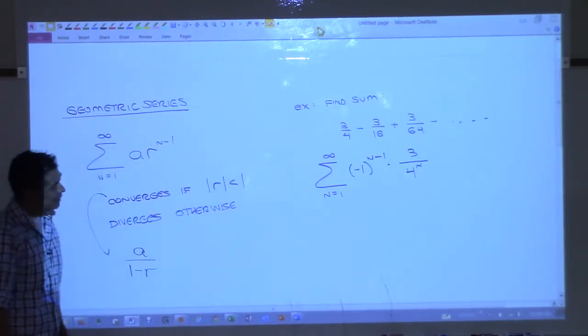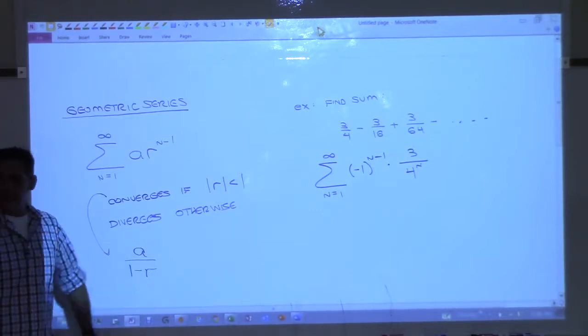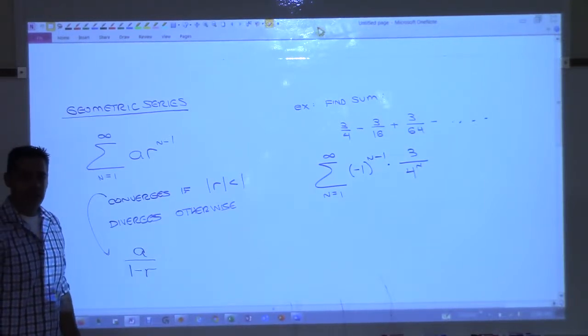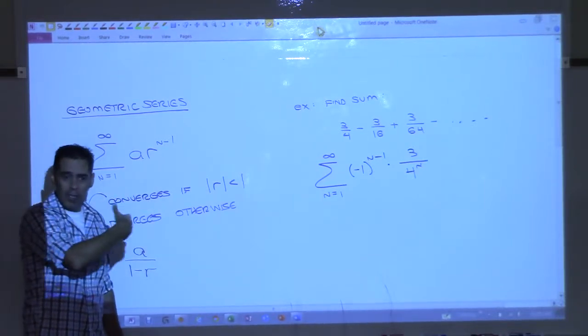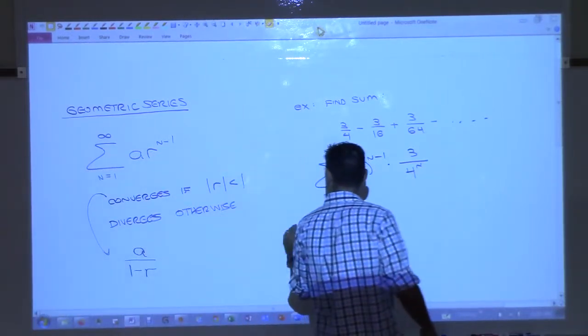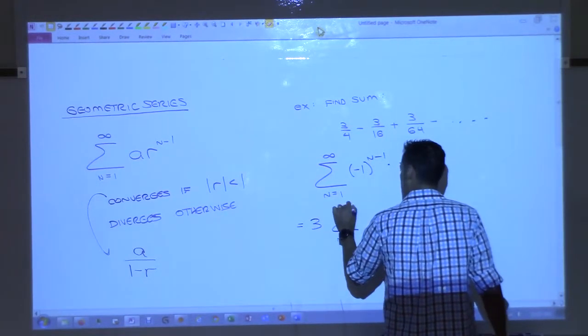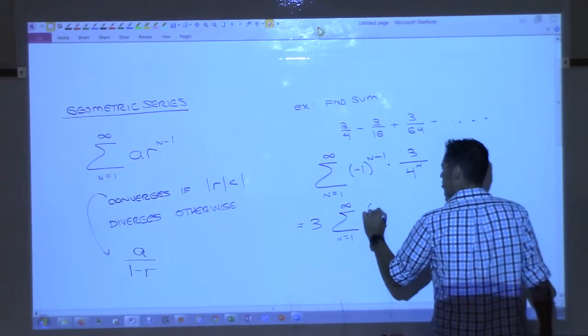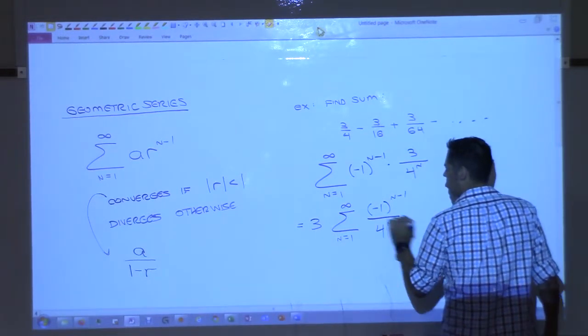So how about that 3? That 3 is always just 3, right? I mean, it's not controlled by n at all. So I could actually pull that out of the series completely. I could rewrite this as 3 sum n equals 1 to infinity of negative 1 to the n minus 1 over 4 to the n.